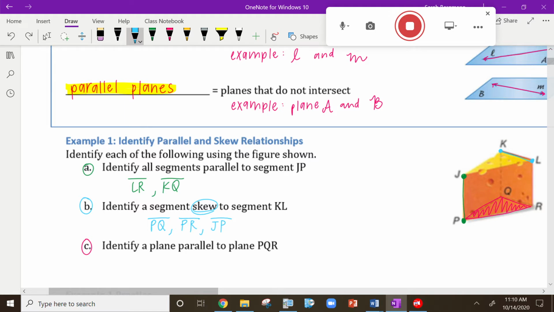Finally, identify plane parallel to plane PQR. I highlighted plane PQR. It's the bottom of that piece of cheese shown. The plane parallel to it, the one that does not intersect, is this plane above, plane JKL. Remember, you must use 3 points that are non-collinear to name a plane. Pause the video and try the practice problem below.